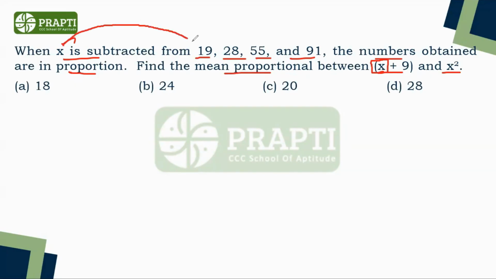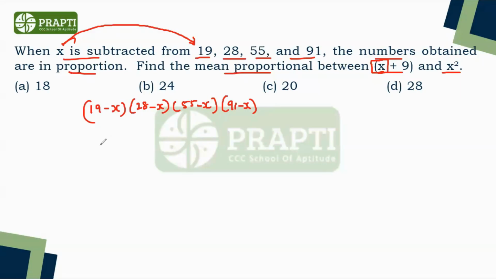X is subtracted from 19. So based on the statement, we'll get 19 minus x, and then 28 minus x, 55 minus x, and 91 minus x. So here, in order to reduce the calculation and save time, we are going to use a proportion property.